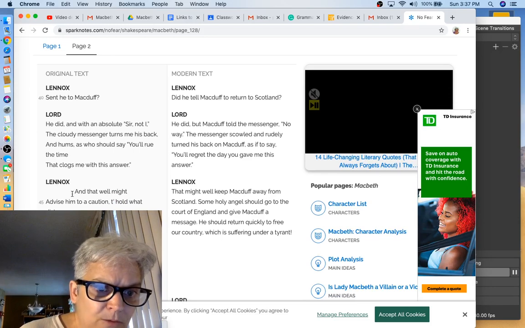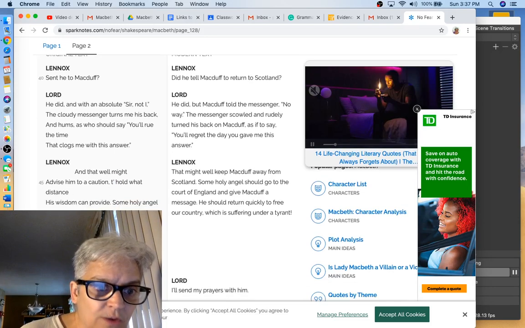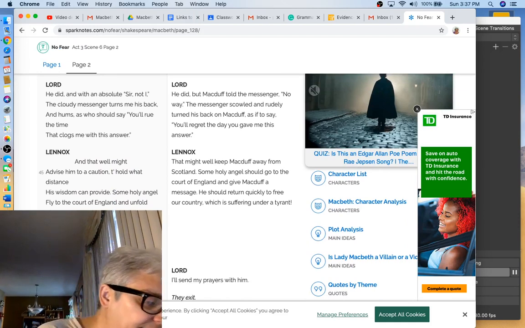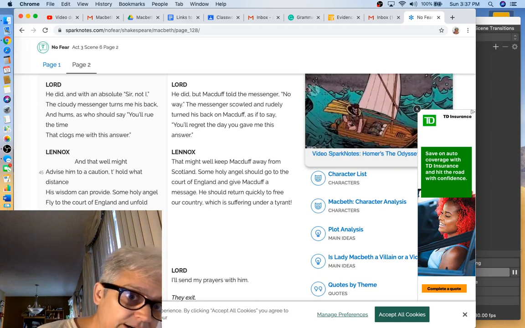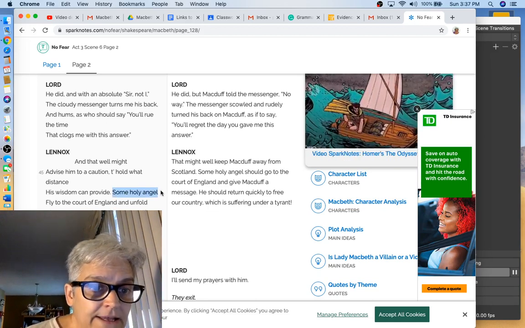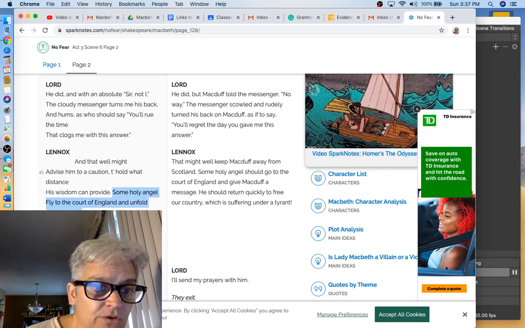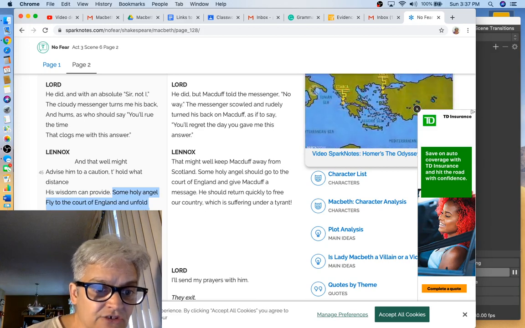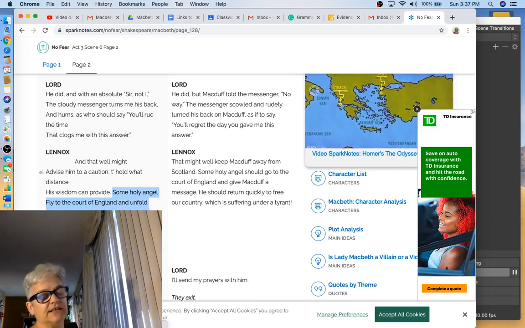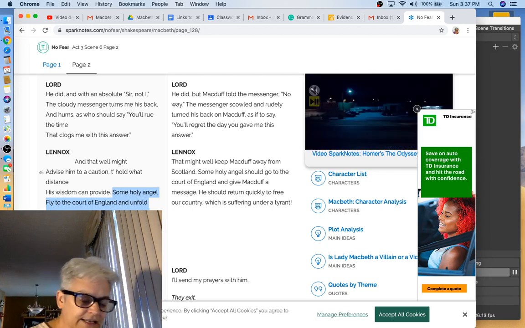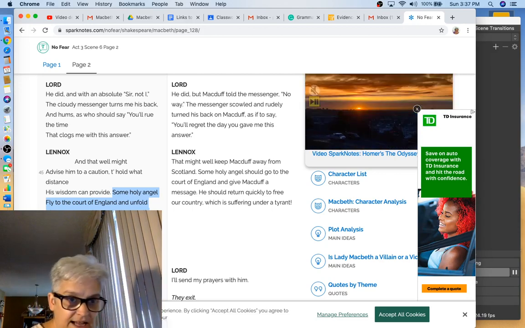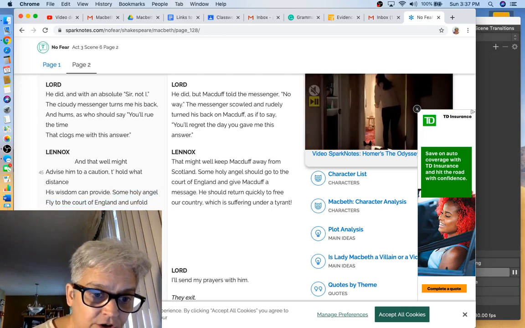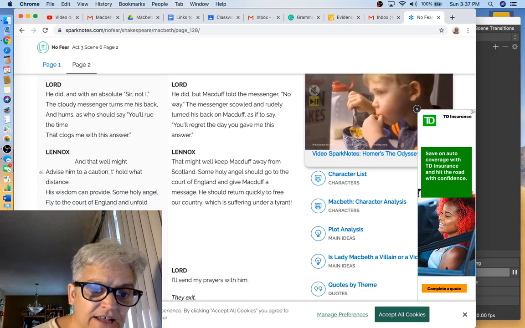And that might advise him to a caution to hold what distance his wisdom can provide. So yeah, he'd be wise not to come back at this stage, not until he has an army behind him, that's for sure. Some holy angel fly to the court of England and unfold his message ere he come, that a swift blessing may soon return to this our suffering country under a hand accursed. So Macduff is the holy angel who is flown to England, who hopefully will bring an army to come back and save this suffering country under a hand accursed. So Macbeth is a tyrant, and he is an accursed hand.